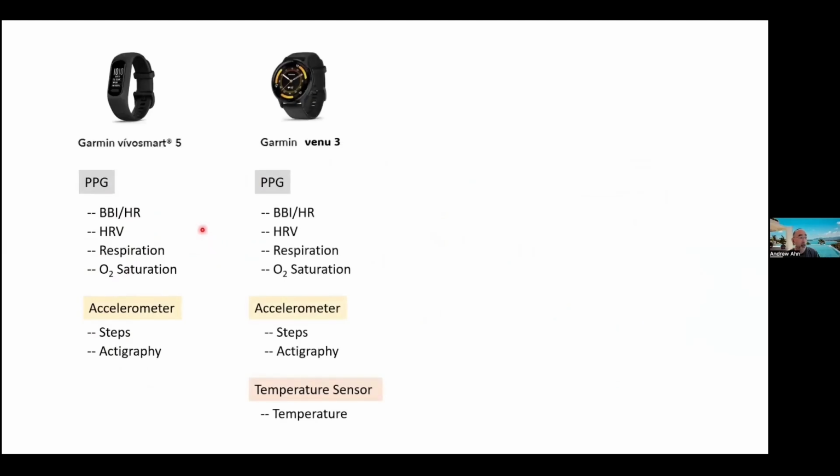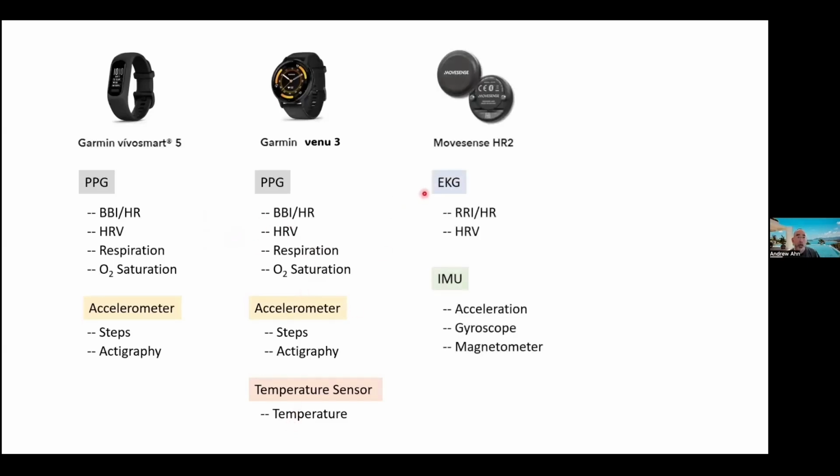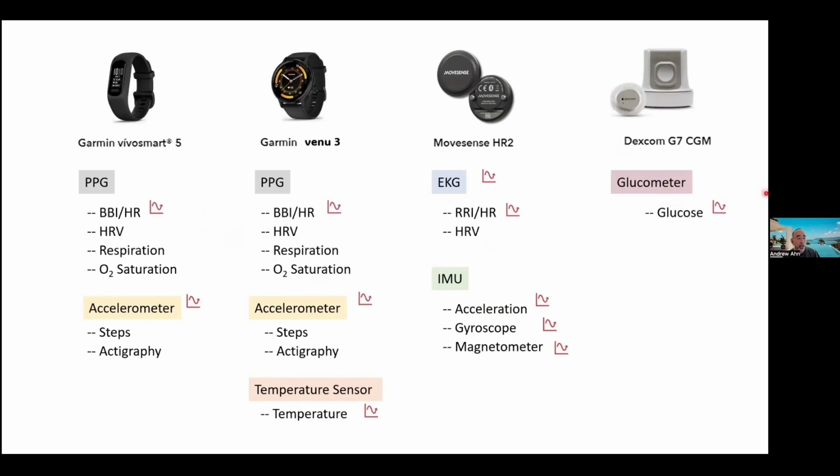You can also go to the higher-end Garmins, which in addition obtain information on temperature. The Movesense also provides EKG and 9-axis IMU capabilities. And we also work with Dexcom. Just to give you an idea of the type of raw data you can get, you can get the continuous beat-to-beat interval that I talked about, not the actual raw PPG, but the actual beat-to-beat interval. And again, you can get the raw accelerometer data as well.